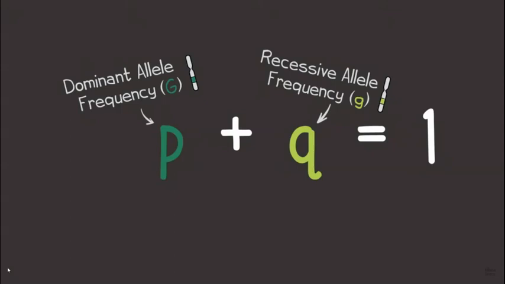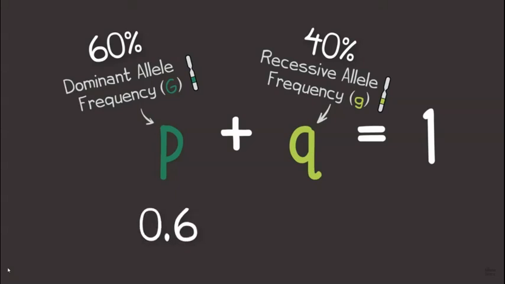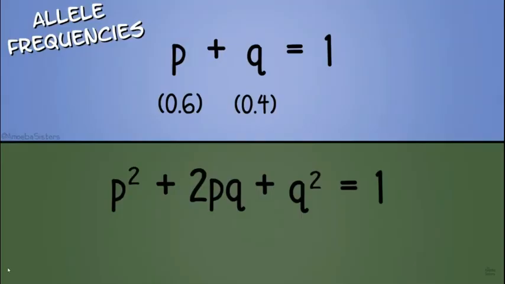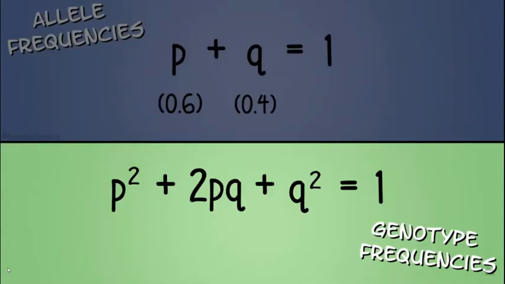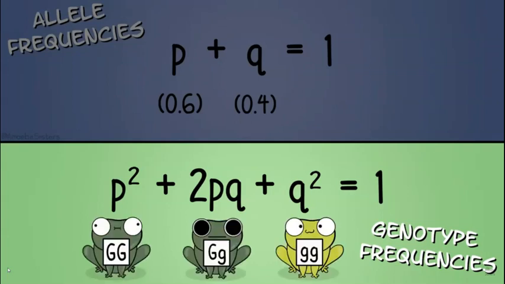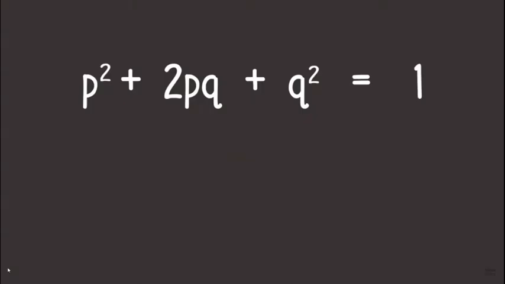So in my example here, if I say 60% of the alleles are big G and 40% of the alleles are little g, 0.6 is p, and 0.4 is q. So this equation, p plus q equals 1, is for those allele frequencies. But what if I wanted to know the genotype frequencies? Meaning, I wanted to know the frequency of frogs that are homozygous dominant, which is big G big G, heterozygous, which is big G little g, or homozygous recessive, which is little g little g. Then I can use this other Hardy-Weinberg equation, p squared plus 2pq plus q squared is equal to 1.